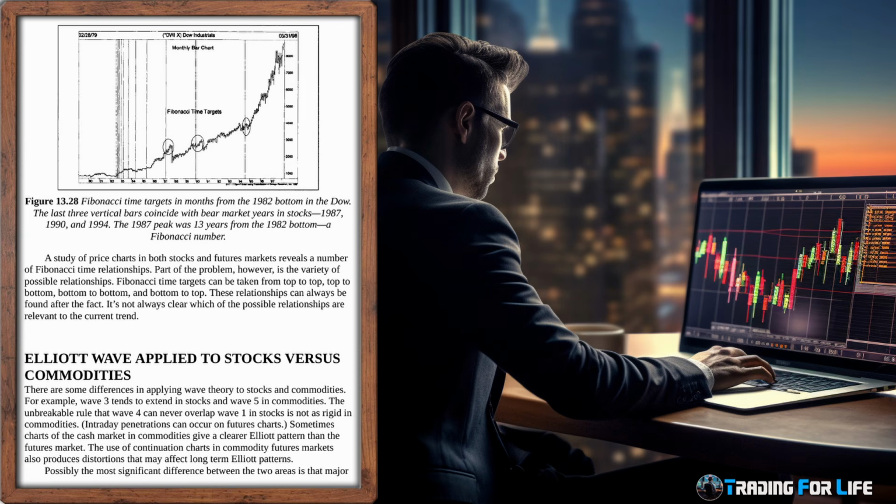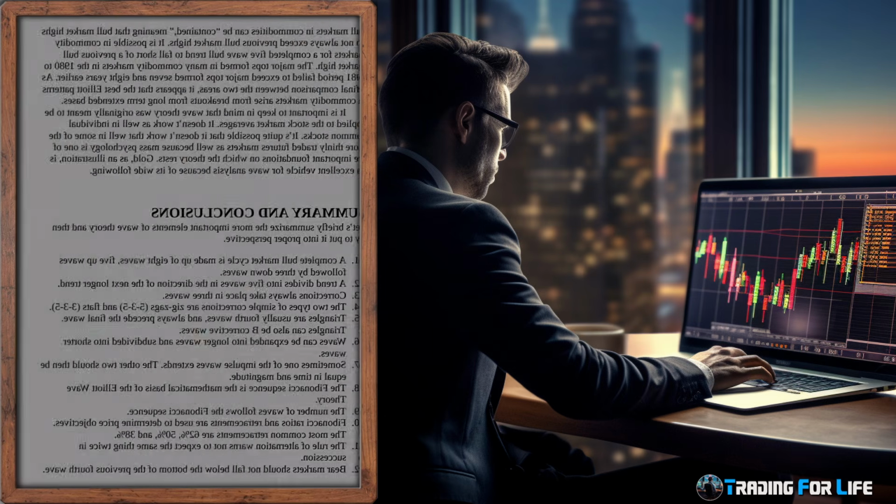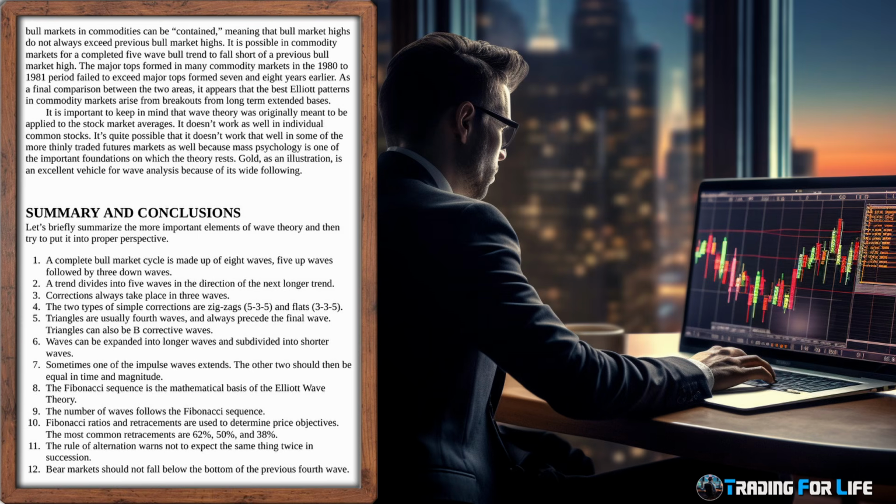Sometimes charts of the cash market in commodities give a clearer Elliott pattern than the futures market. The use of continuation charts in commodity futures markets also produces distortions that may affect long-term Elliott patterns. Possibly the most significant difference between the two areas is that major bull markets in commodities can be contained, meaning that bull market highs do not always exceed previous bull market highs.